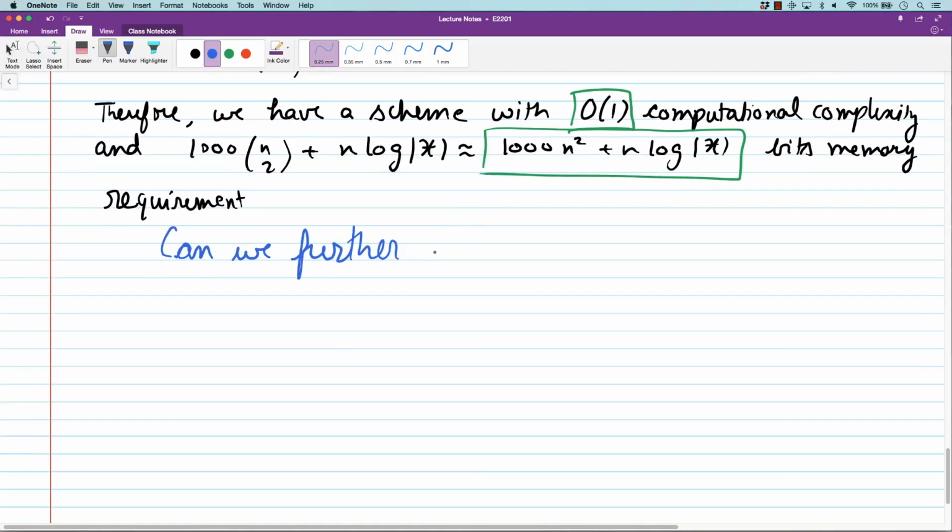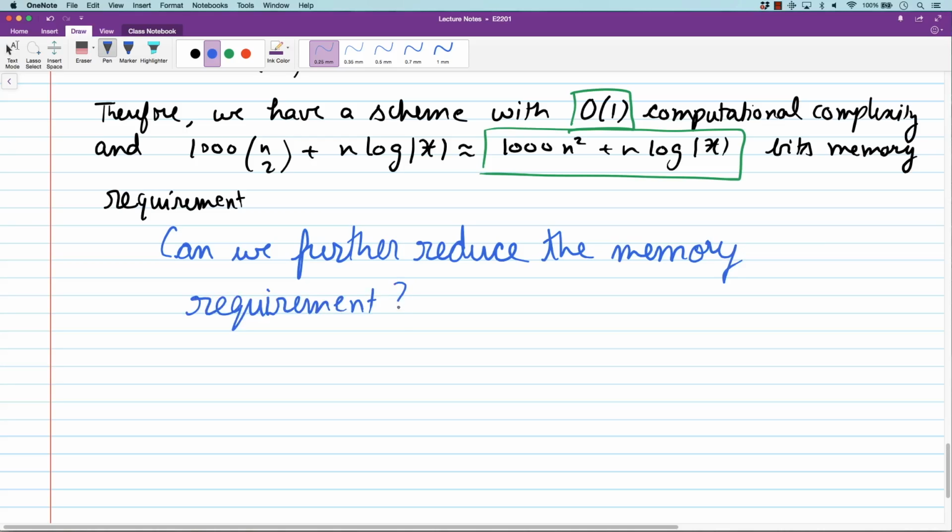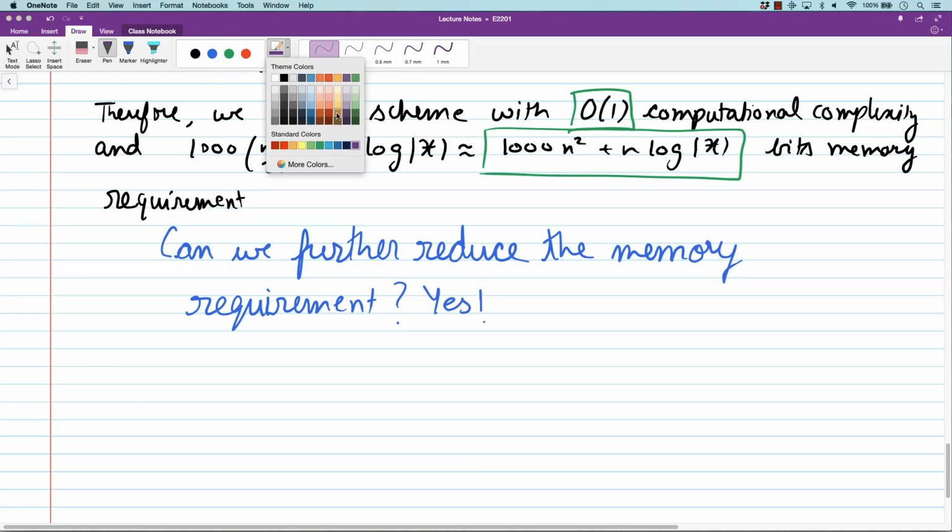Can we further reduce the memory requirement? And the answer is yes. Okay. So we can reduce this memory requirement. And that's our fourth scheme. So this is scheme 4.